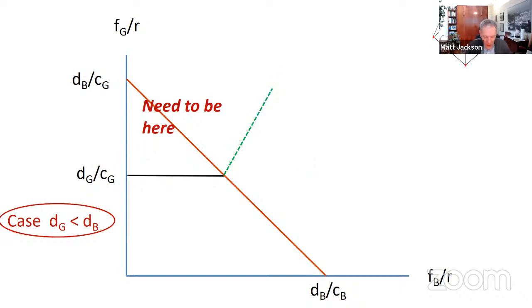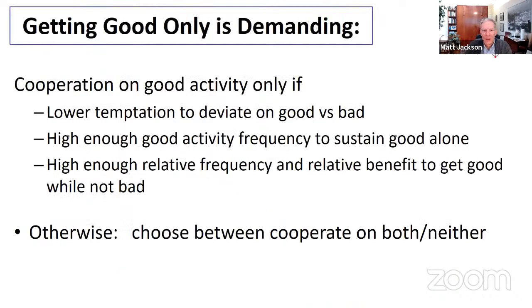And I think, what does that say? One thing to take away from this is that when you've got teams together, getting them to be incentivized on good games and not bad games is pretty demanding. It's going to be hard, and you're not going to be able to do it if there's a lower temptation to deviate on the bad. So you need the lower temptation to be on the good.